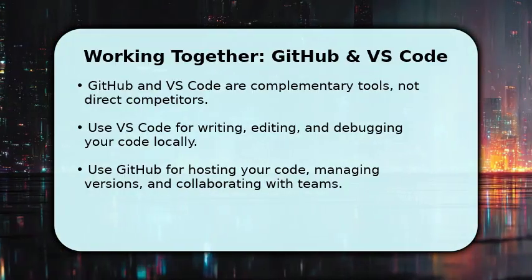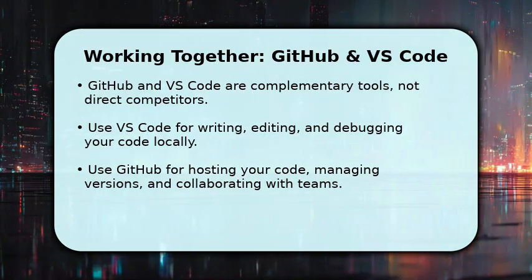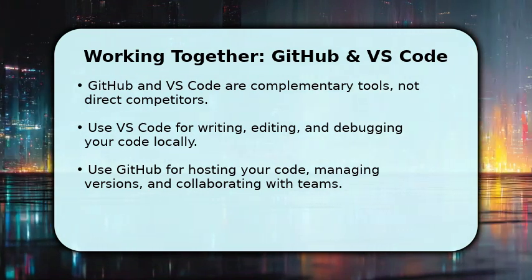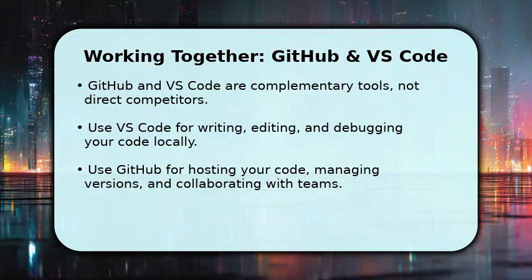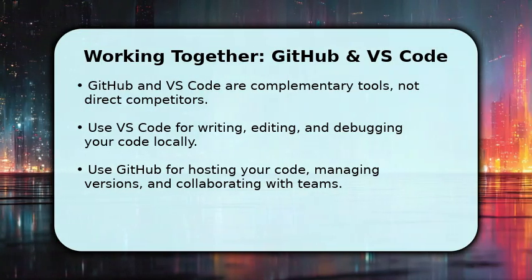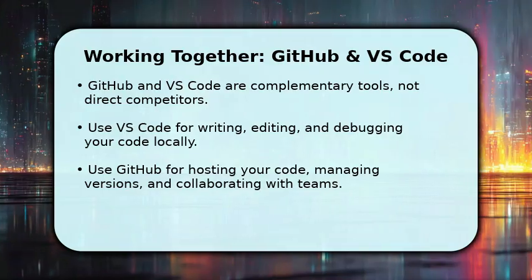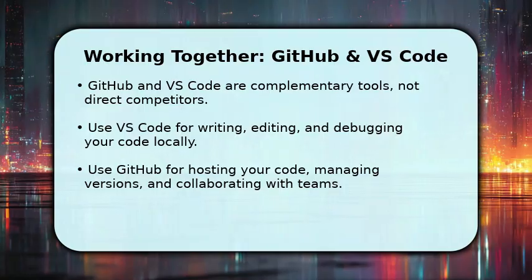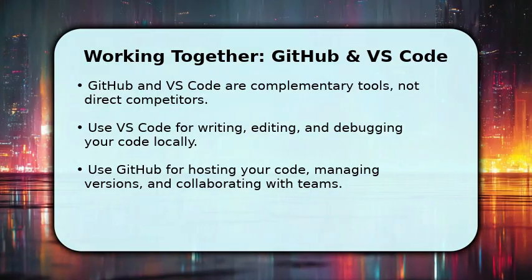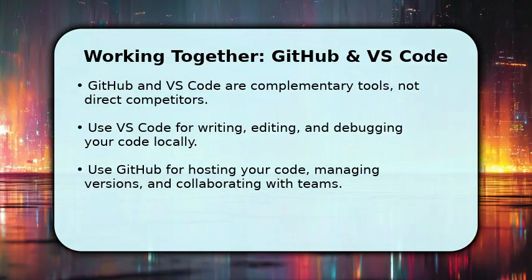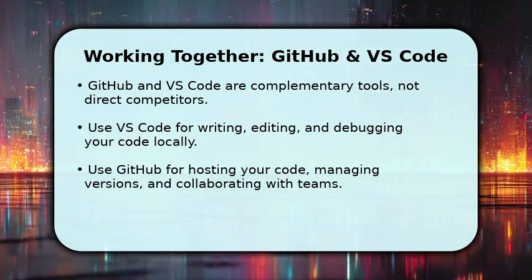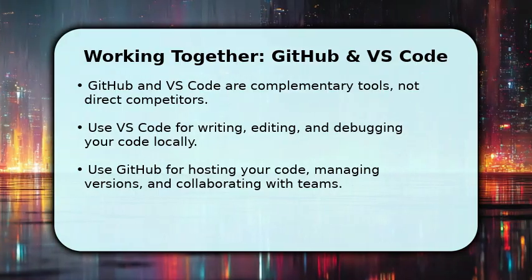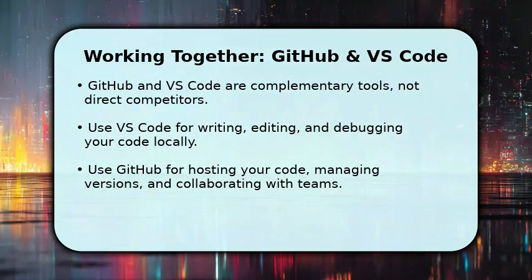It's crucial to understand that GitHub and VS Code are not competing products. Rather, they are highly complementary. Think of VS Code as your personal workshop for crafting code, where you write, edit, and debug. GitHub, on the other hand, is your project's public or private repository, where you store, version, and collaborate on that code with others. Many developers integrate Git directly into VS Code, allowing them to push changes to GitHub with just a few clicks, streamlining their entire development process.